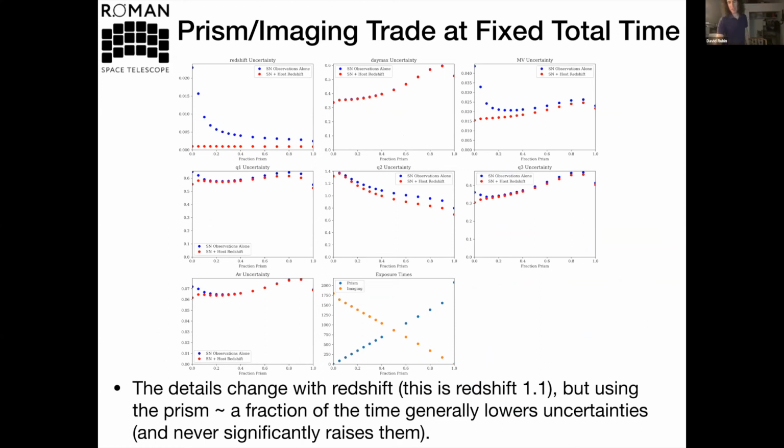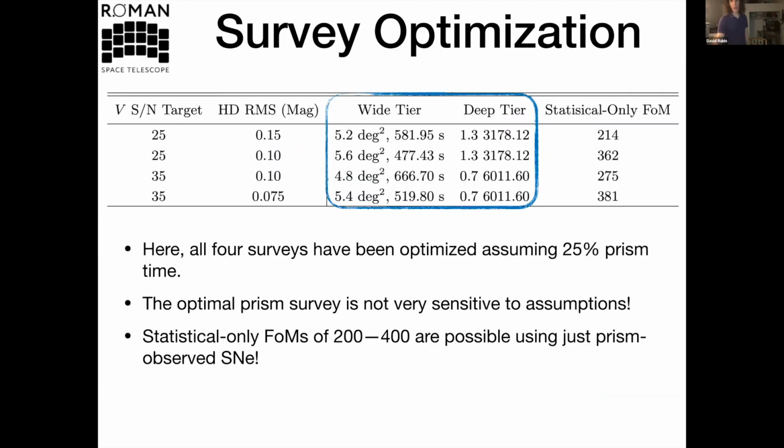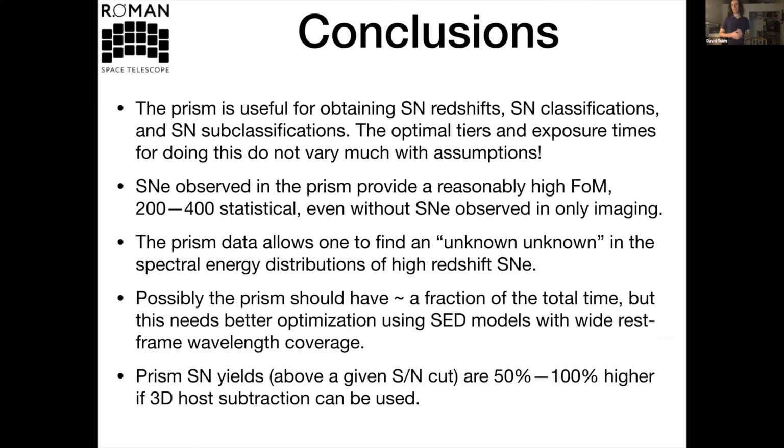Okay. I'll skip this slide, but this is looking at how much time you should put into the prism. So survey optimization, this is a very simple survey optimization procedure, but we're getting figures of merit in the 2 to 400 range, depending on your assumptions. The surveys, interestingly enough, look very similar, irrespective of your assumptions. And so thank you. I'll conclude here.